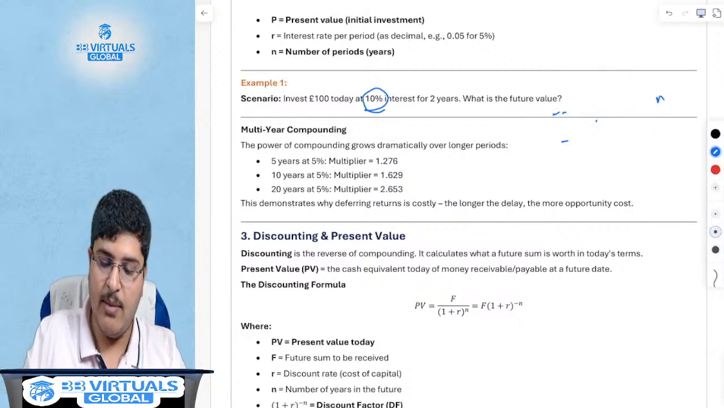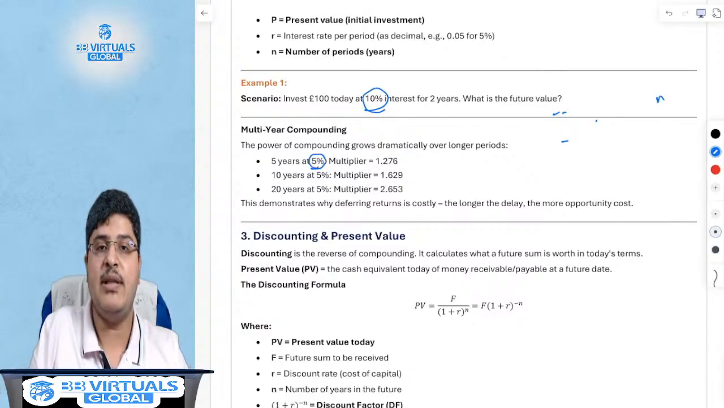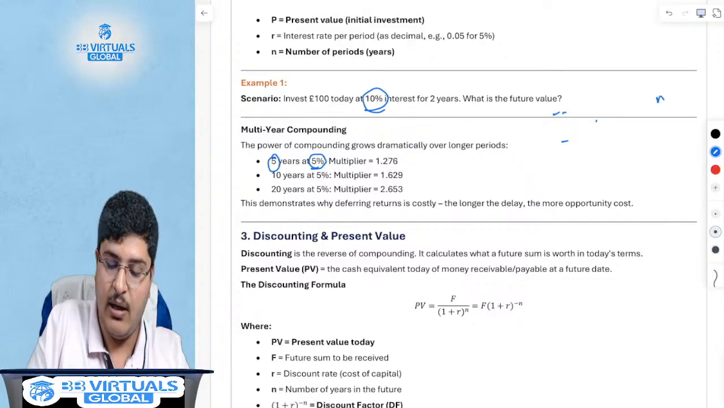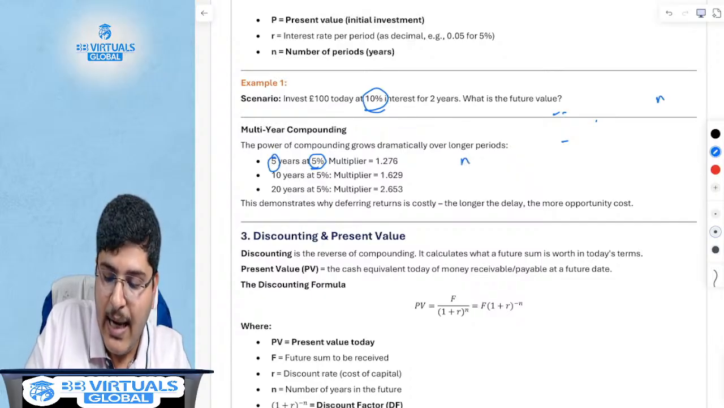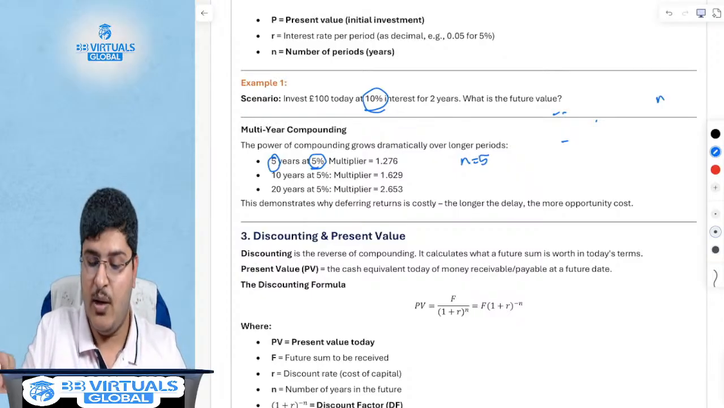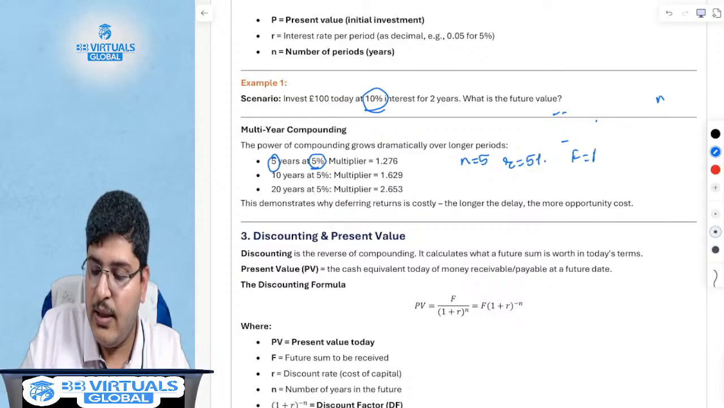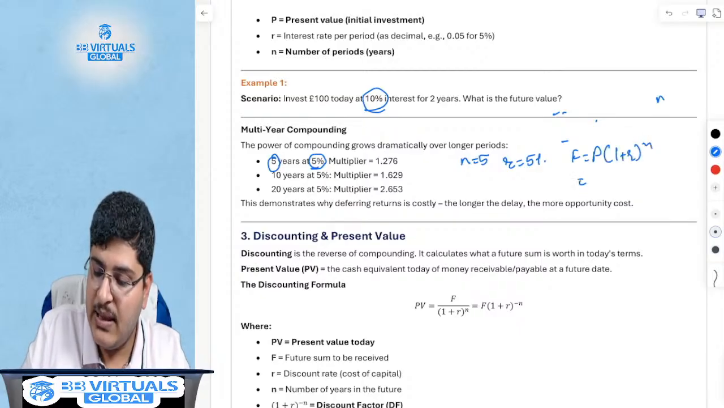So how do you use compounding? If you were to invest money for 5 years at an interest rate of 5%, what is 5 years over here? n is equal to 5. n is the time period, the number of years, which is 5. What is 5% over here? 5% is nothing but R. So in our formula, if we were to put this, what is the present value?